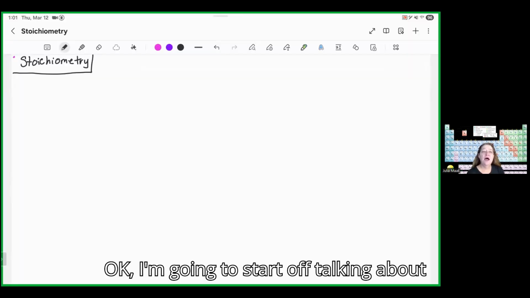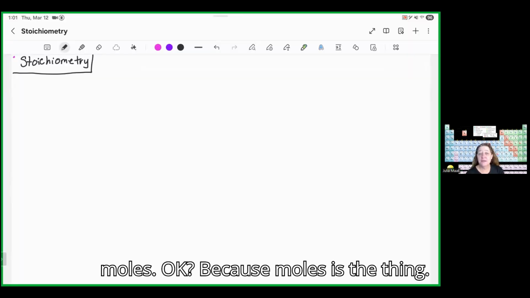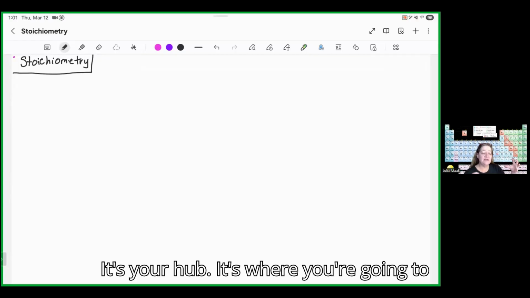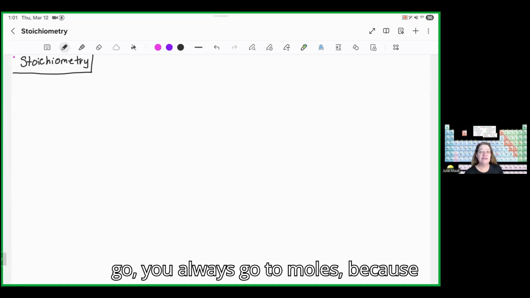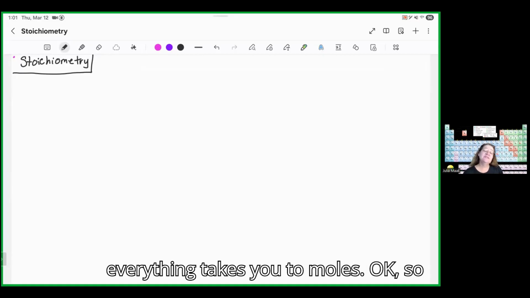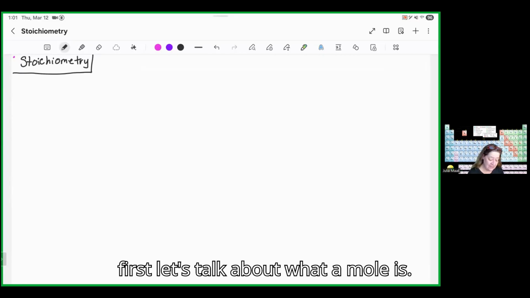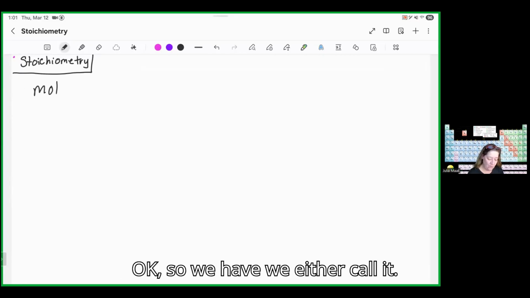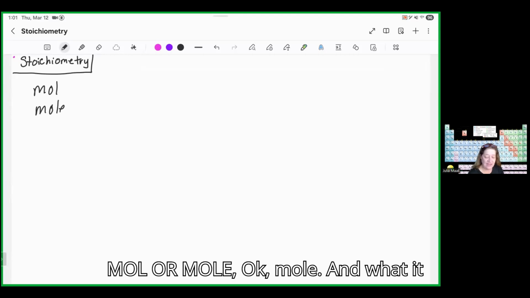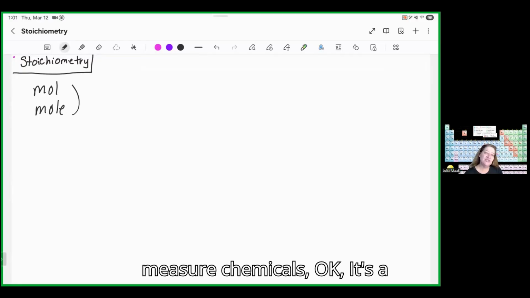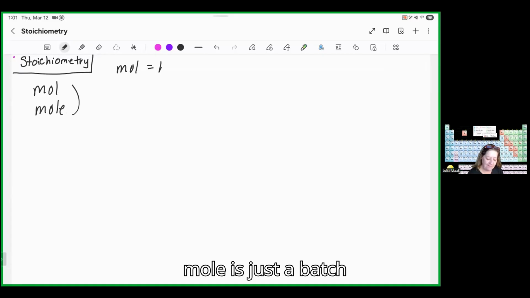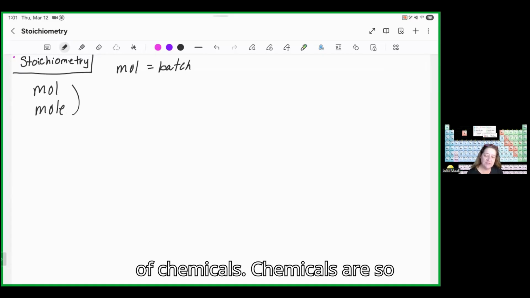I'm going to start off talking about moles, because moles is your hub. If you don't know where else to go, you always go to moles because everything takes you to moles. So first let's talk about what a mole is. We either call it MOL or MOLE. It's how we measure chemicals. A mole is just a batch of chemicals.